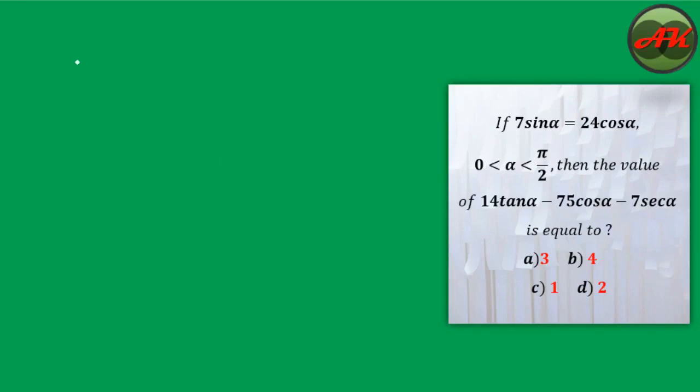So now the next problem: if 7 sin alpha is equal to 24 cos alpha, with 0 less than alpha less than pi by 2, then the value of 14 tan alpha minus 75 cos alpha minus secant alpha is? Let me write here: 7 sin alpha is equal to 24 cos alpha. We can get the answer through this equation itself.